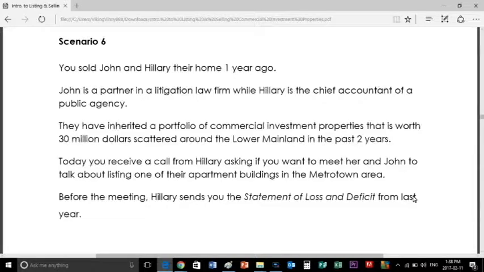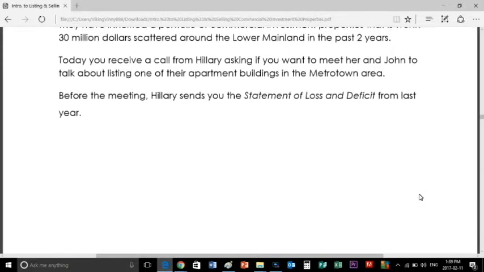We've got scenario 6. You sold John and Hillary their home 1 year ago. John is a partner in a litigation law firm, while Hillary is the chief accountant of a public agency. They have inherited a portfolio of commercial investment properties worth $30 million scattered around the Lower Mainland in the past 2 years. Today, you receive a call from Hillary asking if you want to meet her and John to talk about listing one of their apartment buildings in the Metrotown area. Before the meeting, Hillary sends you the statement of loss and deficit from last year.